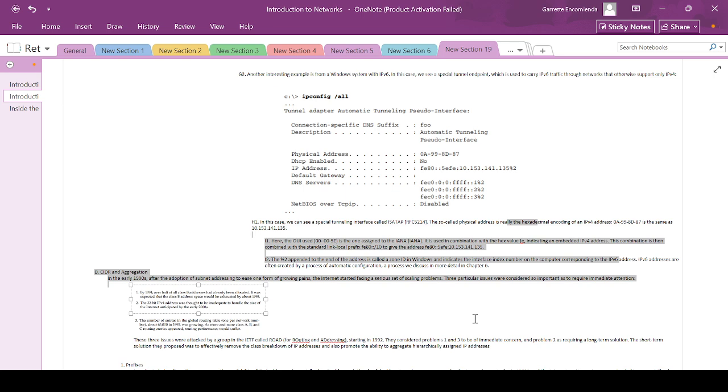So it's actually the same as 10.153.141.135. Here the OUI used is 00-00-5E, the one assigned to the IANA. It is used in combination with the hex value FE, indicating an embedded IPv4 address to form an IPv6 address.